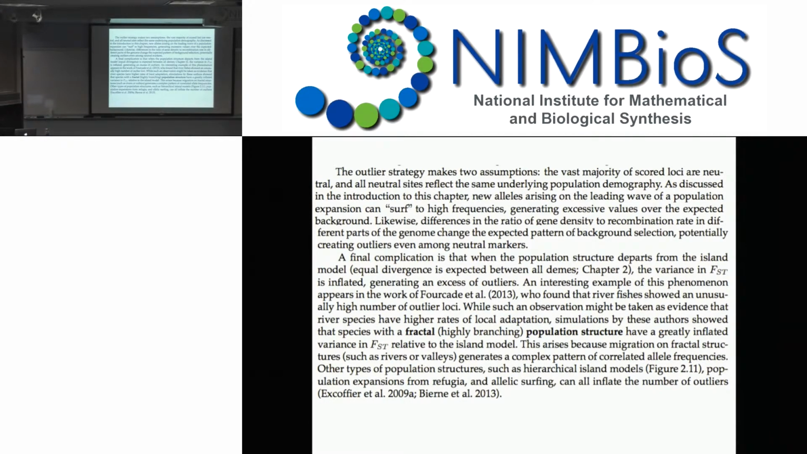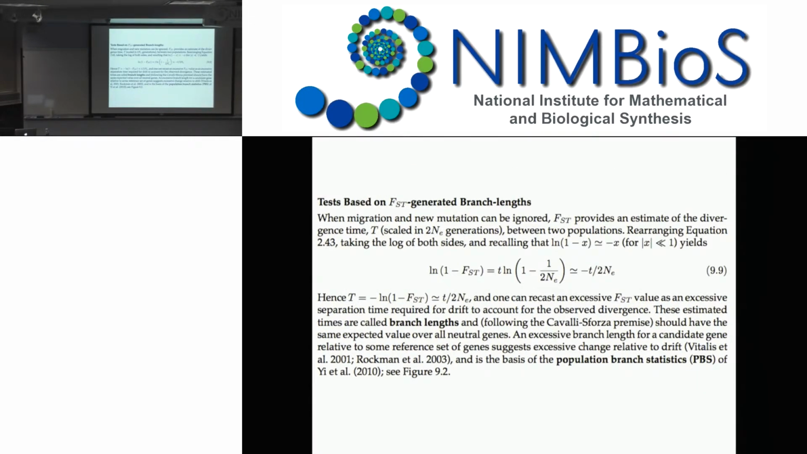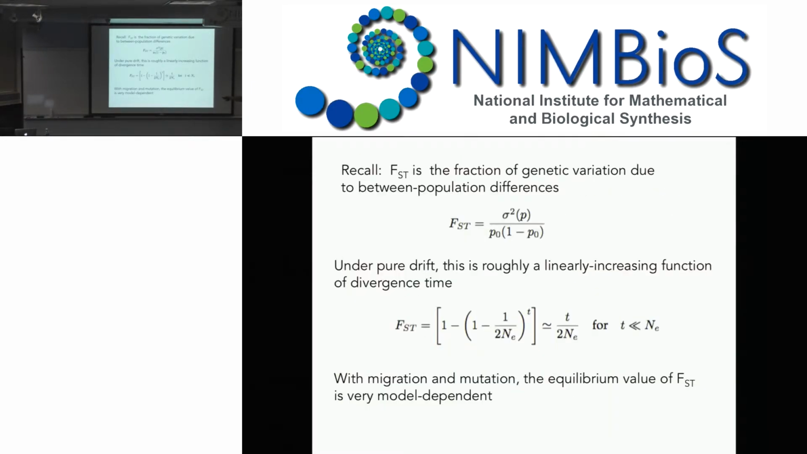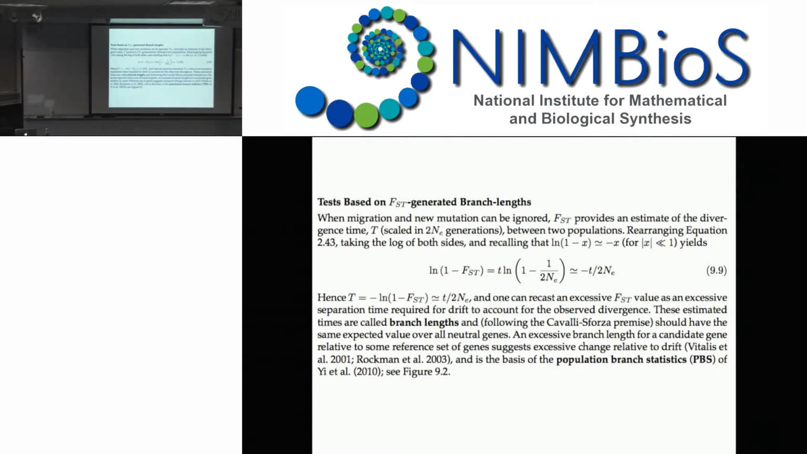And so one of the things we'll talk about at length is that the new versions of FST basically try to get at the correlation structure among your sampled populations to adjust for that. So one issue you often see, if you go back to what FST is, there's FST. If you take the log of 1 minus FST, you basically get this expression here. So what this shows is you can take FST and essentially turn it into an amount of divergence. And these times are often called branch lengths. And this basically gives you something called the population branch statistic, or PBS.